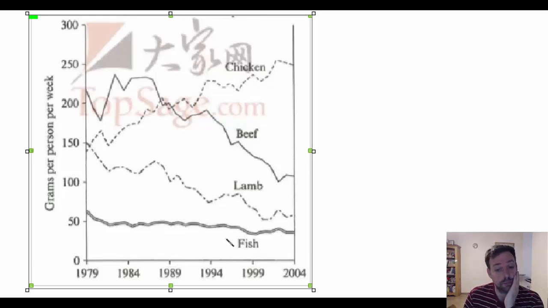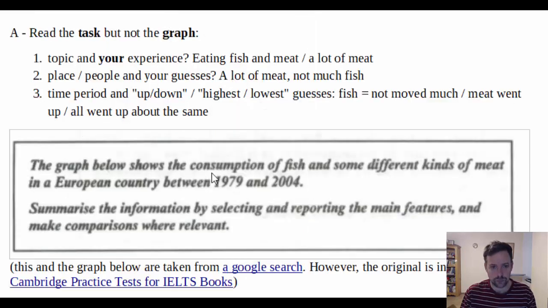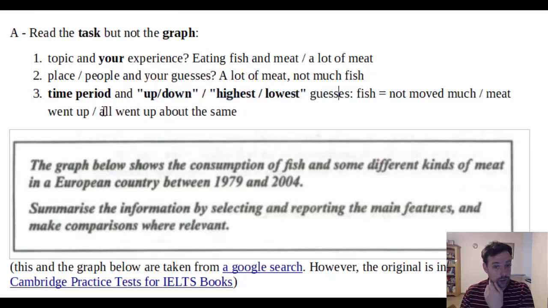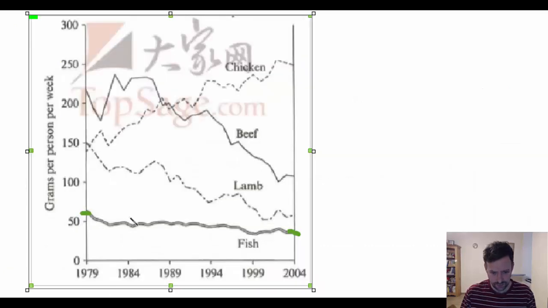So let's compare. Yeah, there we go, fish. There's fish. So interestingly enough, it's different from my consumption. My consumption went up, but I did guess that in this European country it wouldn't change much, but it did. It did go down a little bit. Okay, so this is what we're thinking about, coming back to the checklist. We need to look at the time period, and we need to think about what went up and down, and what was the highest and lowest. Coming back to the graph, we can see that fish went down a little bit, and it was the lowest. So we've got our fish there.